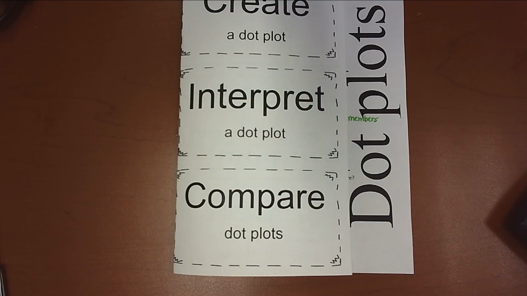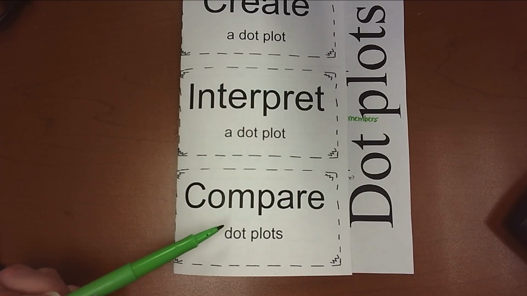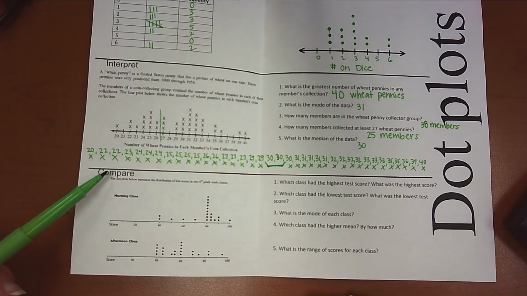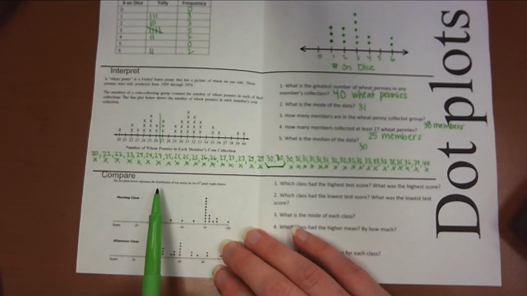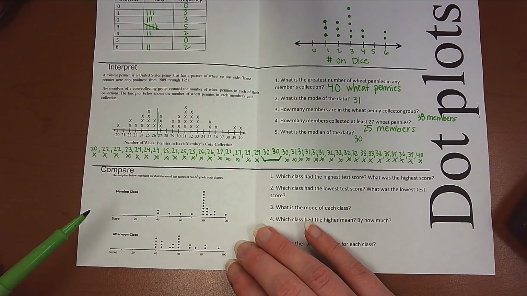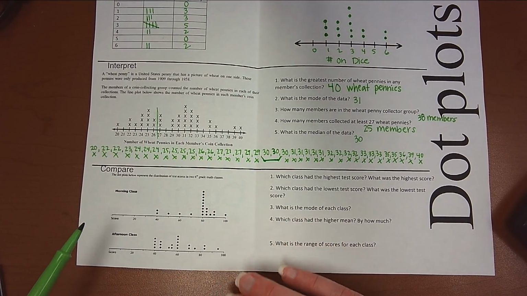Today we're talking about dot plots, and at this point we've created a dot plot, we've interpreted a dot plot, and now it's time to compare dot plots. And if you open up here, it says compare. The dot plots represent the distribution of test scores in two 6th grade math classes. And so here is the morning class, and here is the afternoon class.